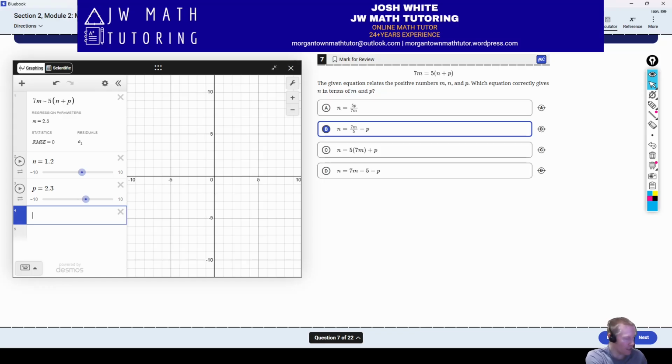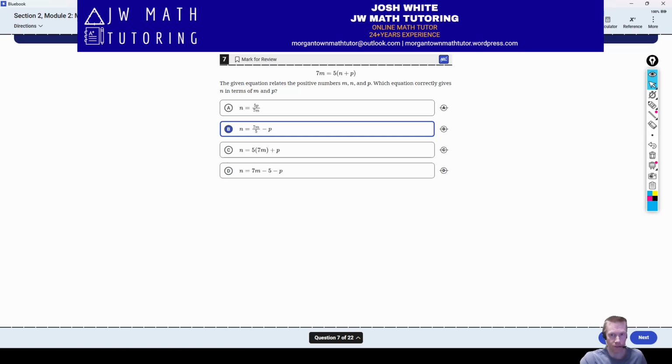I'm now going to type the answer choices and see which one of them is equal to the value of n, which is the 1.2. So for answer choice A, it is not equal to 1.2, so it's not the correct answer. Answer choice B is equal to 1.2. That is the correct answer. At this point, you wouldn't need to go any further, but just to show you that the others will also be incorrect. Okay, clearly not equal to 1.2, and 7m minus 5 minus p, not 1.2. This just confirms that letter B is the correct answer.